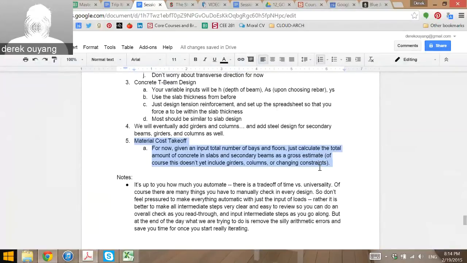But you should certainly automate that so it doesn't waste your time. So obviously what you do is the area of the slab times the length times the width of the entire floor plate. And then for the T-beam, you would just take this part and however much length of secondary beam you expect. Go through that exercise so you know how to do that later on.